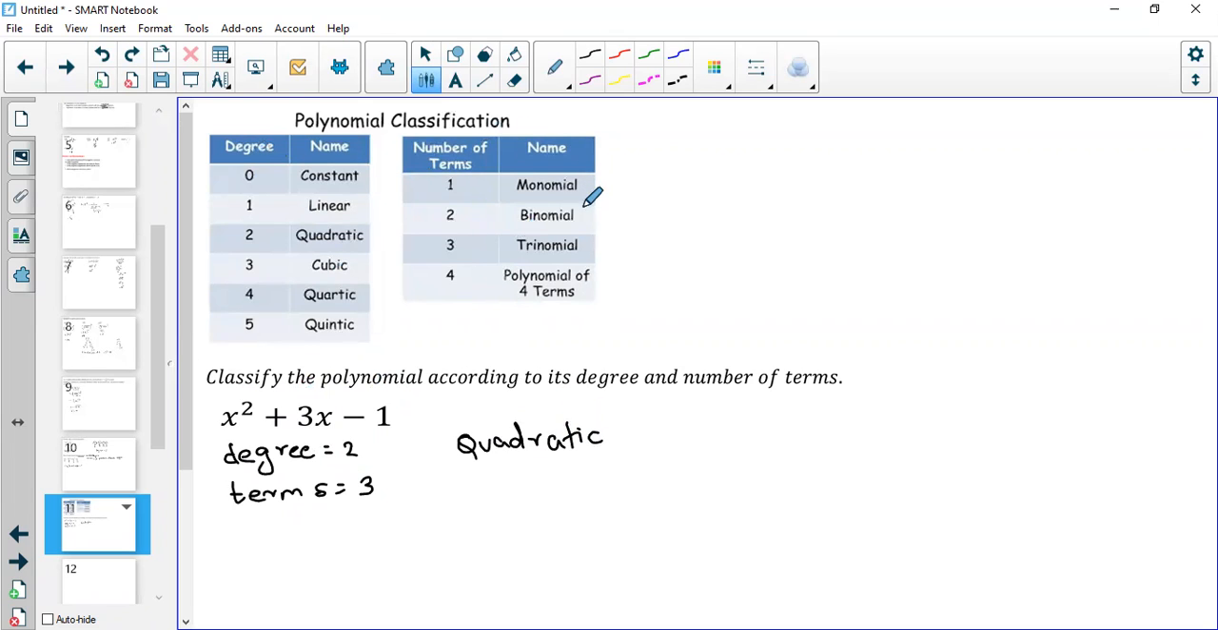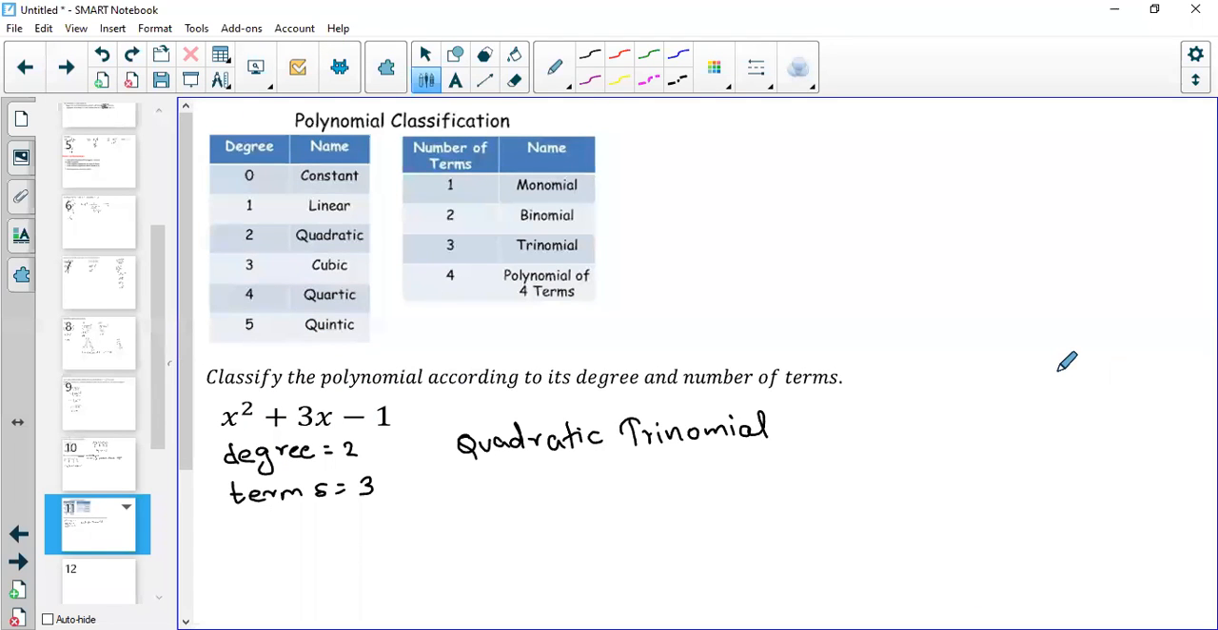According to the number of terms, there are 3 terms, which means it's a trinomial. So this is going to be called a quadratic trinomial because the highest degree is 2 and there are 3 terms. What if you have the highest degree as 4 and 2 terms? If the highest degree is 4, you call it a quartic, and if there are 2 terms, you call it a quartic binomial. So that's an easy one if you memorize this table.